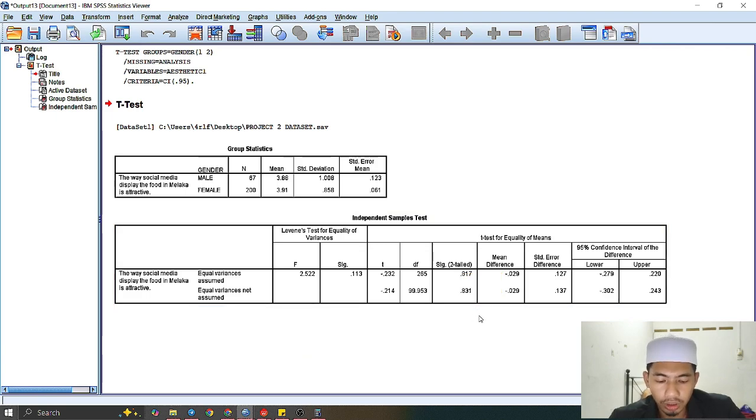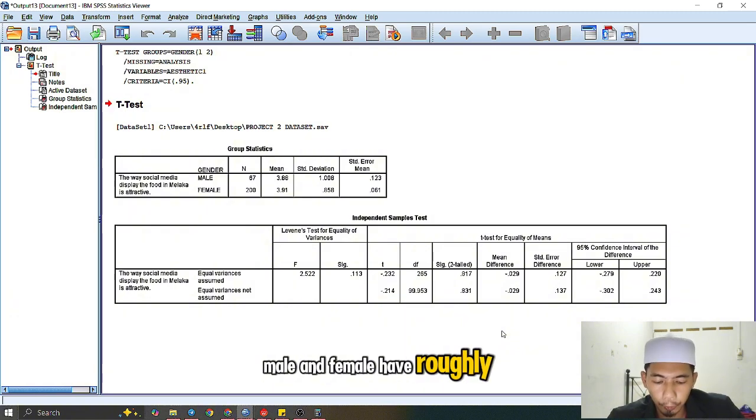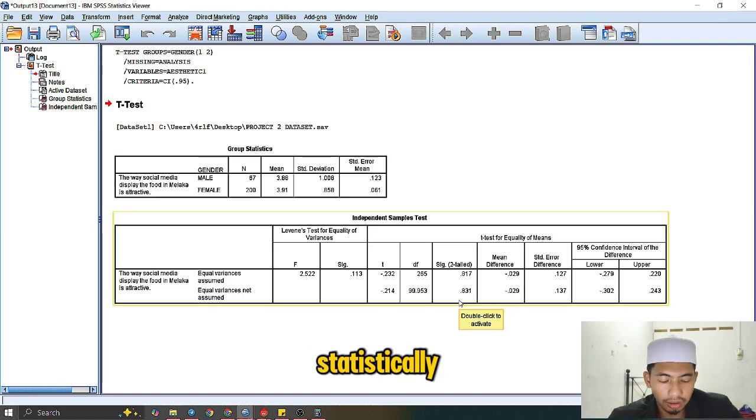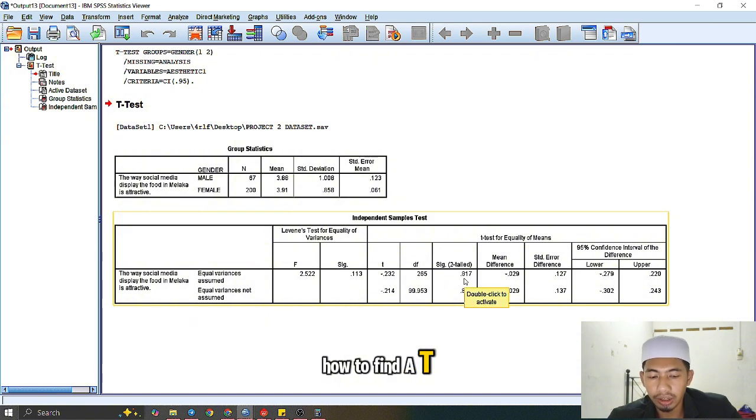So in conclusion, based on the data, male and female have roughly the same level of aesthetic, with no notable difference statistically. So that's all on how to find a t-test result.